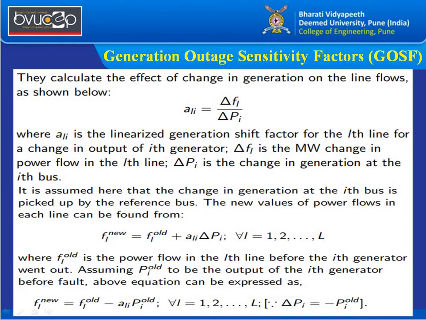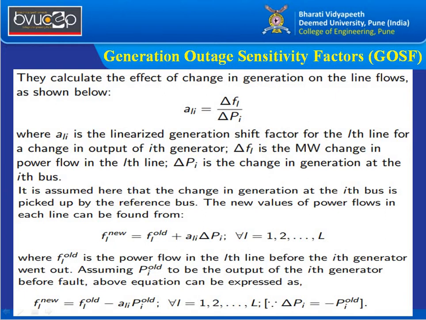So the new value will be considered from the old value plus the sensitivity factor times delta PI, for all L values, which is going to be 1, 2, 3 up to capital L, where this represents the number of transmission lines in the system. So if we consider the old value of the power flow at the ith bus, that is the output of the ith generator before the fault, we can go with this equation also. This equation is applicable for the change in power generation, for which we go for positive sign. If we are considering the old value, we have to go for negative sign.